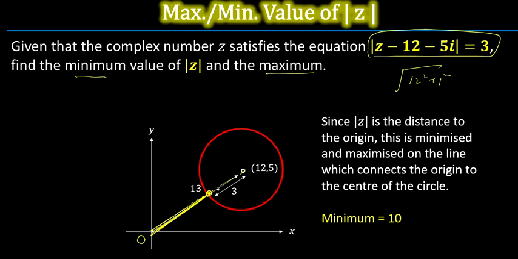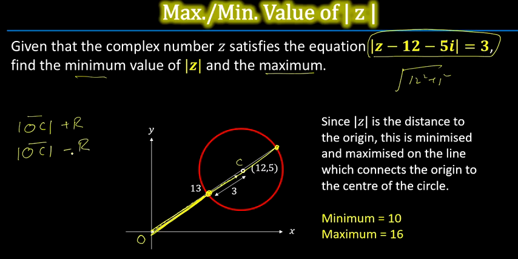Similarly, if you want the maximum distance from O to this point, you need to add the radius to the value of 13. You got the idea? So if I make a general rule: find the length of OC, C for center, and add the radius for the maximum value, and subtract the radius for the minimum value. Note down the example. We'll discuss a few more examples from the past papers.